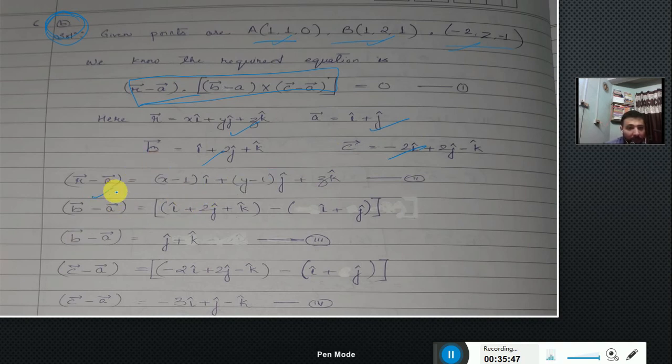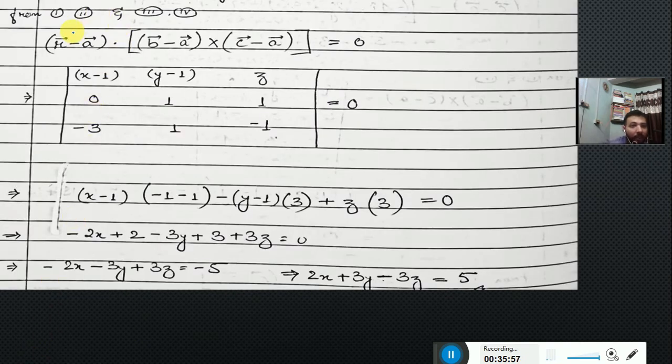I'm finding R minus A first, B minus A, which is this, and C minus A, which is this. You know how to find them. And then I do this. Previously I found this cross this first. That is one way: you can find the cross and then take the dot. Another way is directly the scalar triple product.